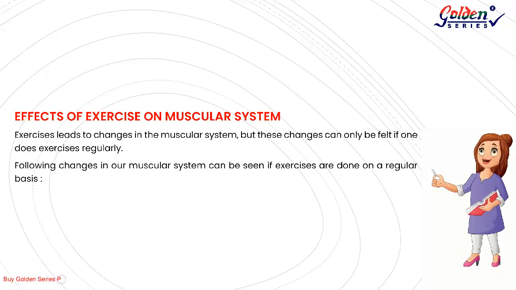Effects of exercise on muscular system. Exercise leads to changes in the muscular system, but these changes can only be felt if one exercises regularly. The following changes in our muscular system can be seen if exercises are done on a regular basis.